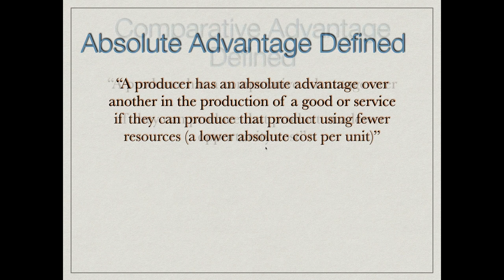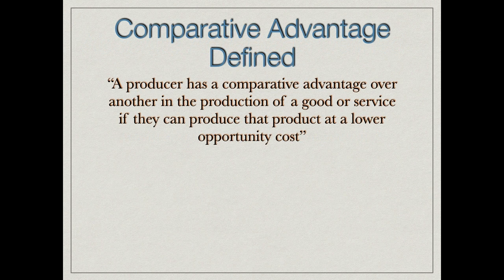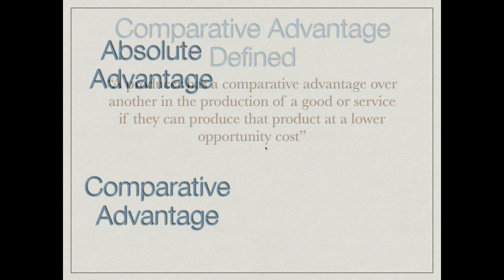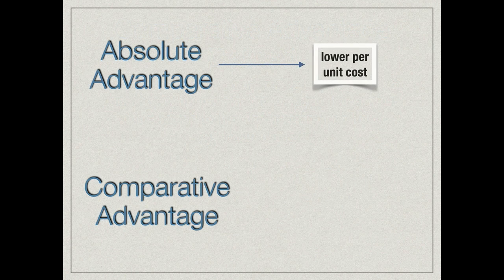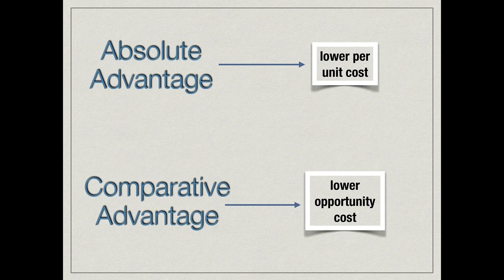Comparative advantage, on the other hand, is a producer has a comparative advantage over another in the production of a good or service if they can produce that product at a lower opportunity cost. So that's the key distinction here, is that with comparative advantage, we're looking at lower opportunity cost. So to summarize that, absolute advantage entails producing at a lower per unit cost, while comparative advantage entails producing at a lower opportunity cost.